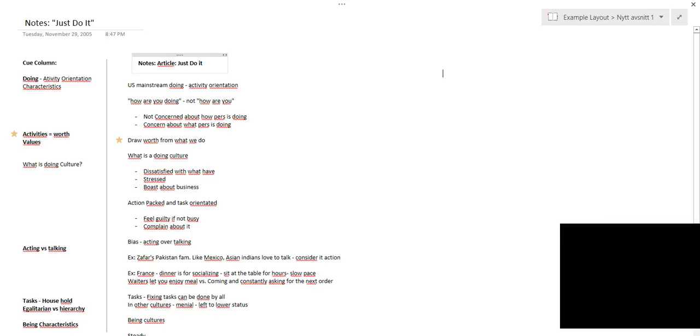The first thing I did was I just wrote all the notes out. So this is the article, Just Do It. And then you can see my notes here. They're not great notes, but they're good for me. Okay, and so what I did was I wrote up the key points here.